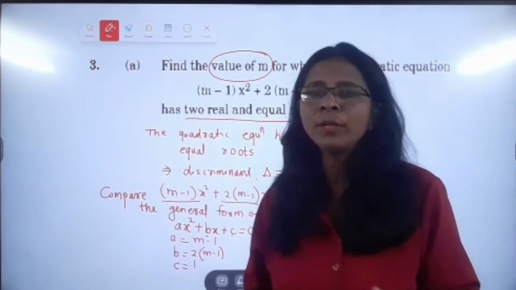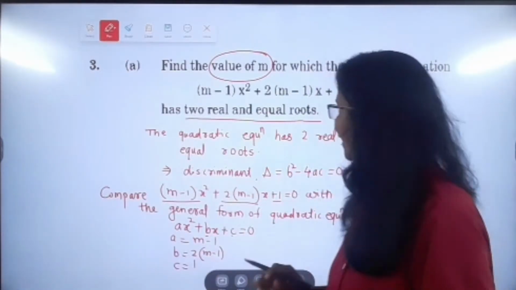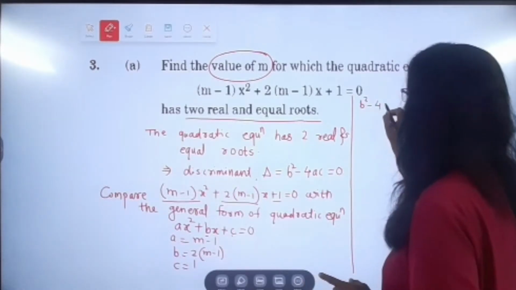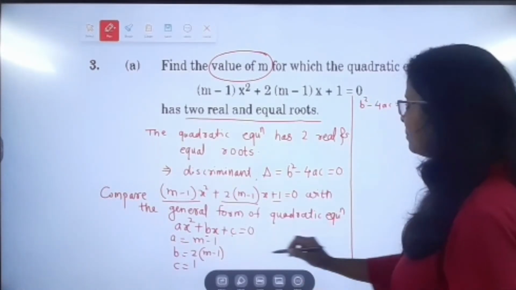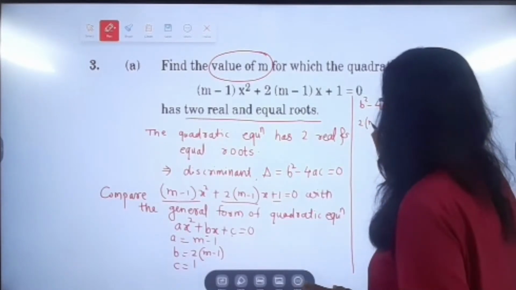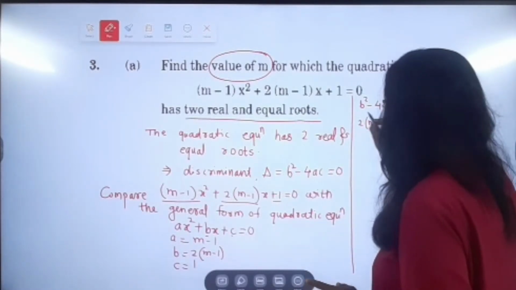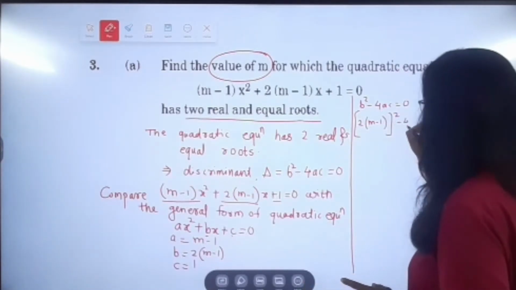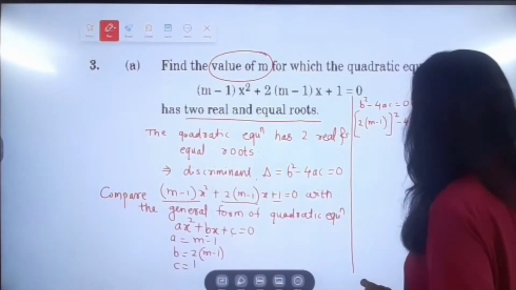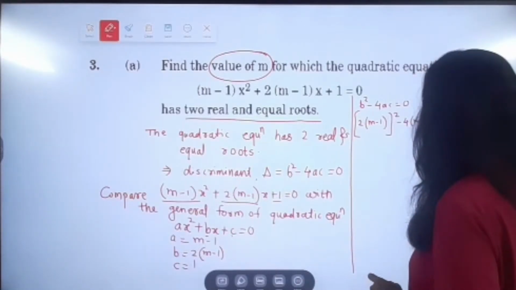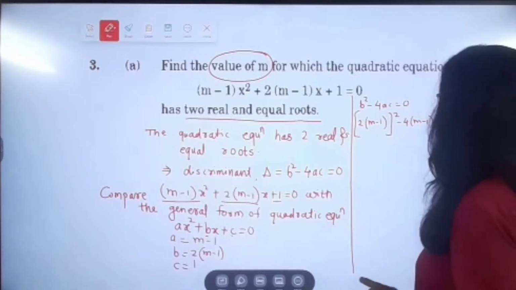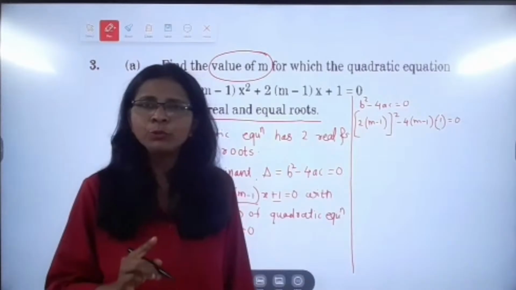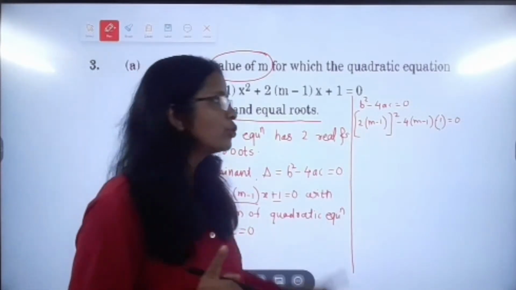Now here students, we put these values in the discriminant. That means b square minus 4ac is equal to 0. That means the square of 2 multiplied by m minus 1, whole bracket square, minus 4 multiply m minus 1 multiply c, that means 1, is equal to 0.